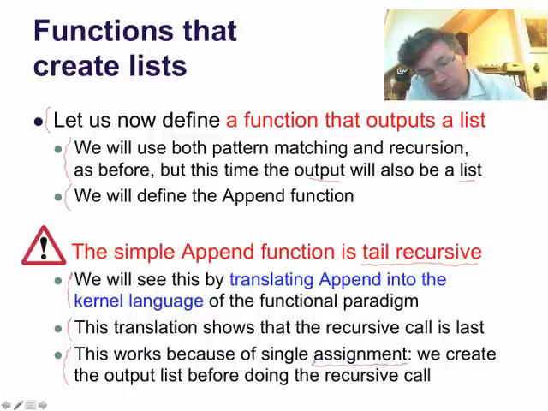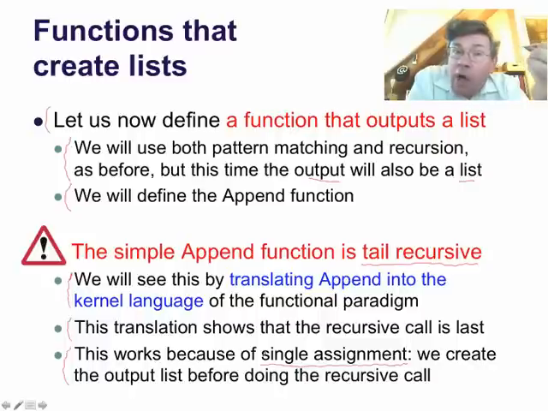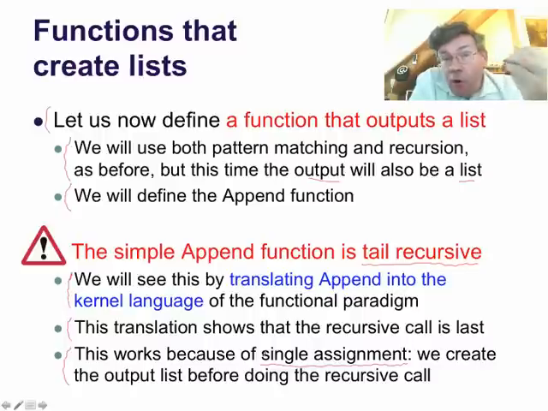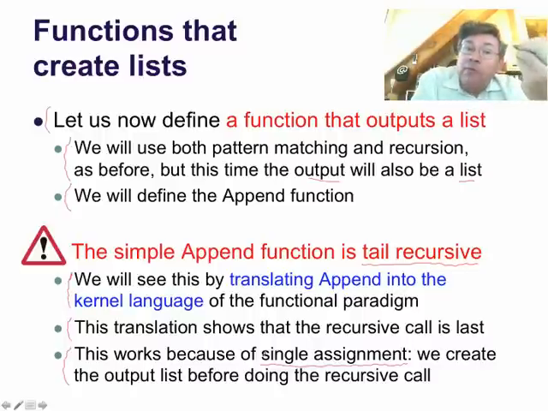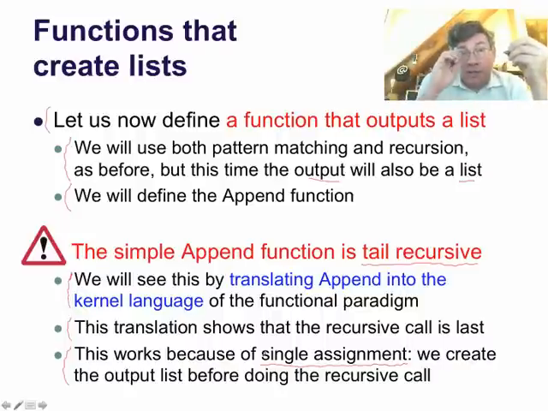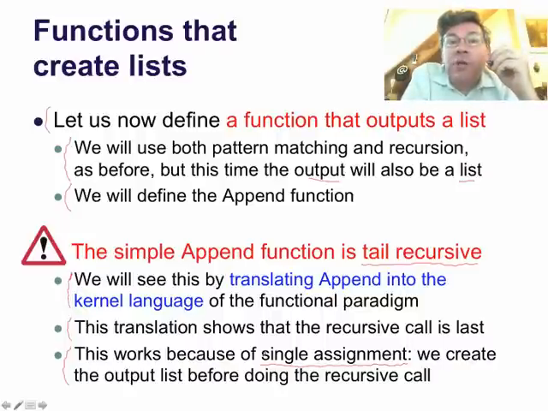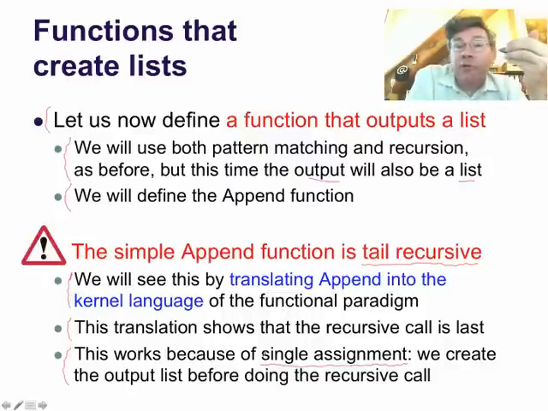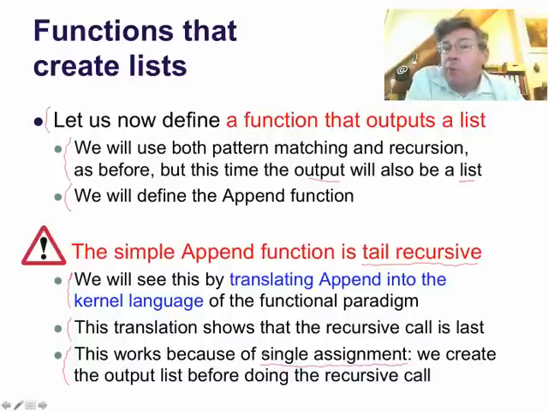So single assignment means that we can create the output list, which is an unbound variable, before doing the recursive call, and it will be bound in the recursive call. And this is a crucial advantage that we get from single assignment. It's the first of several important advantages that we will get from single assignment. Remember, single assignment seemed like a handicap when we first introduced it, but now we will start getting dividends from the price we paid up front.